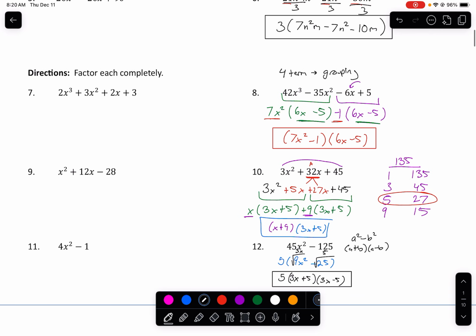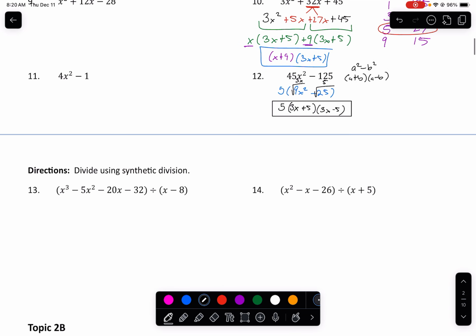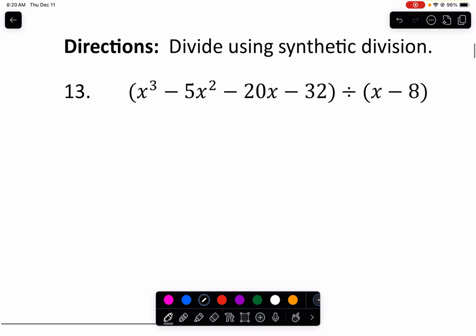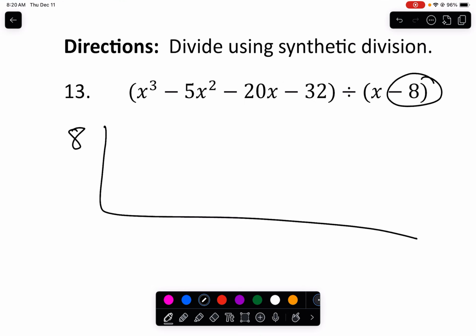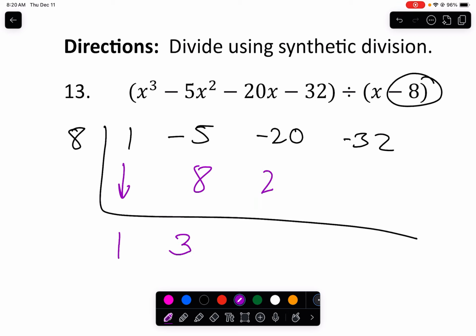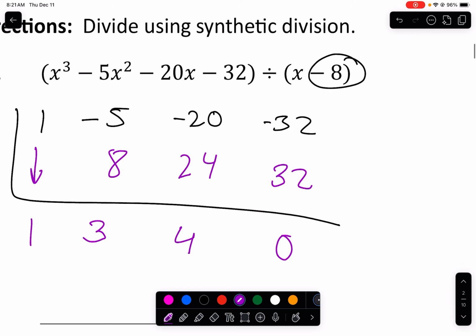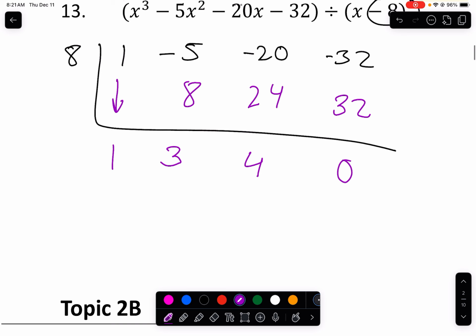All right, let's see. Next up, we have some synthetic division. So all we have to do here is you switch the sign of this. So I end up with a positive 8. I take my coefficients. I get 1, negative 5, negative 20, negative 32. We drag this down. We multiply. We add down. We multiply. We add down. We multiply. This is no remainder. If we had a number left over here, that would be our remainder. And then we just write our answer.